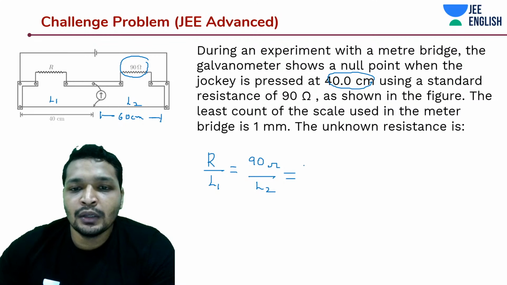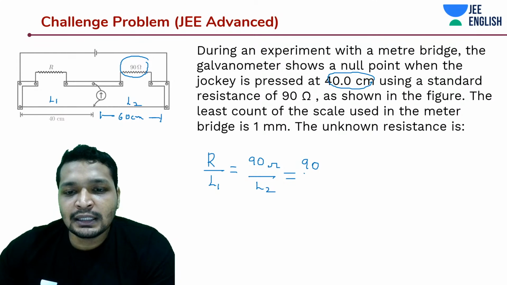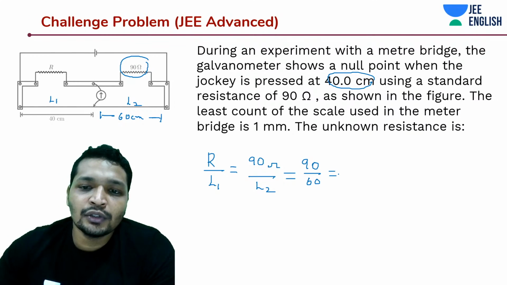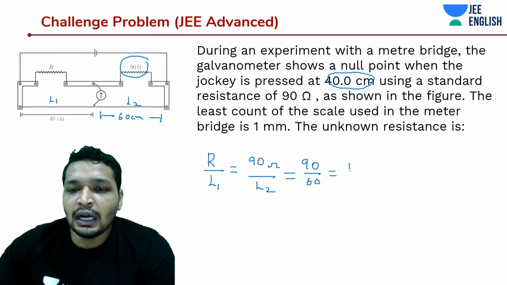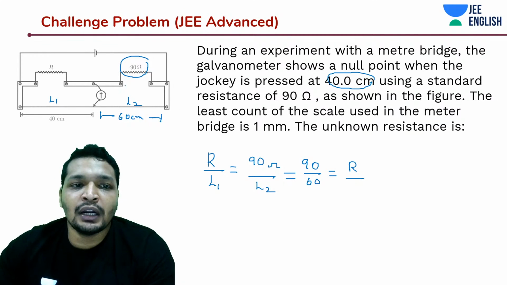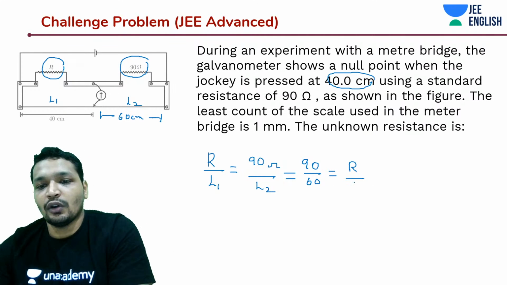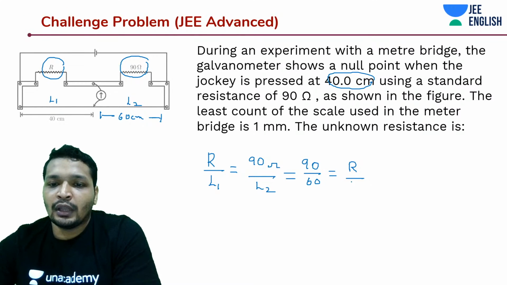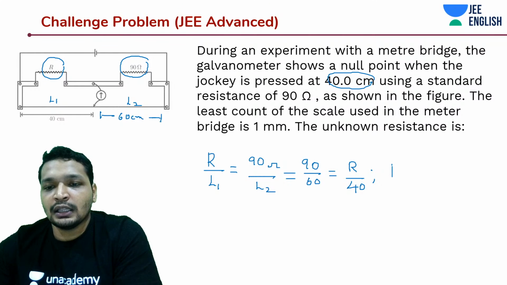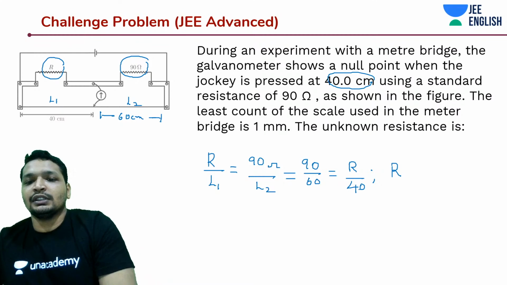Right? This is nothing but 90 by 60 centimeters is equal to something like R, that is an unknown resistance. You put an unknown resistance generally in the left gap to find out what is the resistance of that unknown resistance. And this is 40. And from this, R is nothing but, you can do this calculation. This is a very simple math.